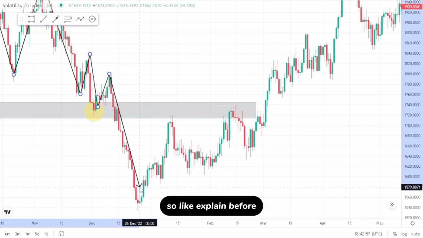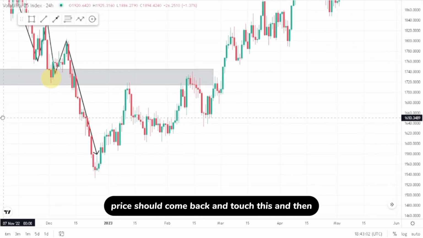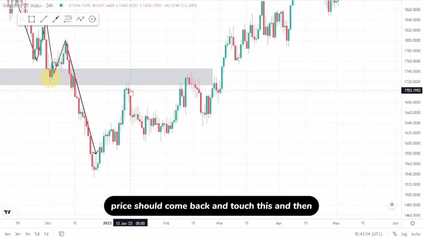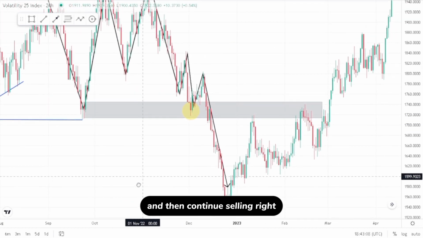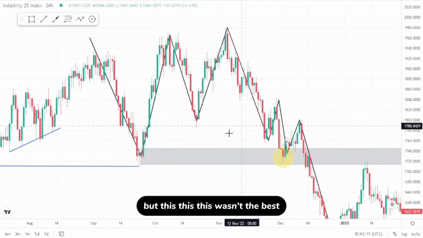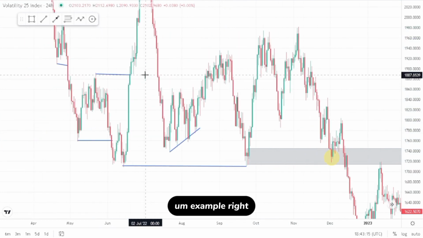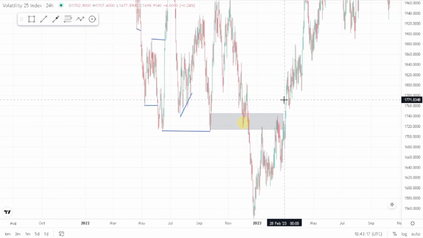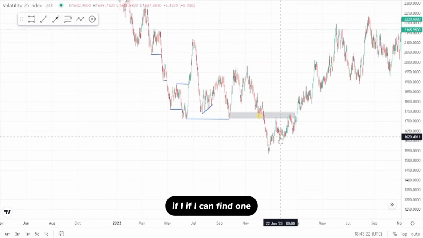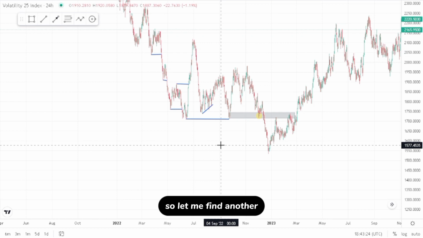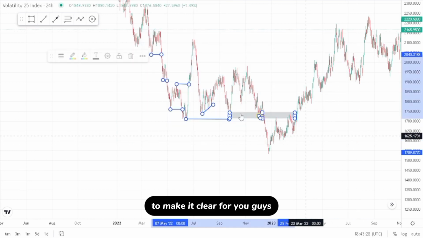So, like I explained before, price should come back and touch this, and then continue selling, right? But this wasn't the best example, right? Let me show you another example if I can find one. So let me try to find another example to make it clear for you guys.